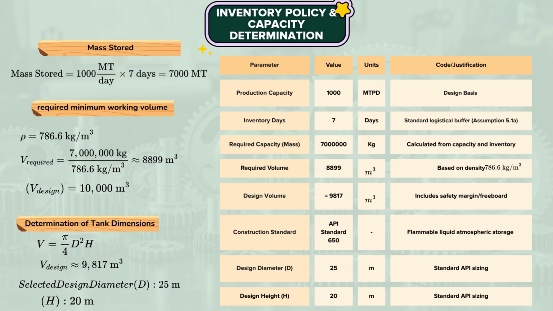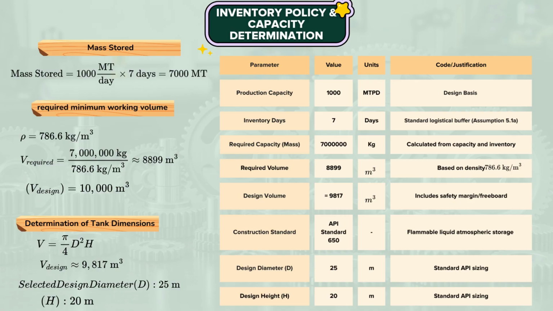For production capacity, the value is 1000 MTPD for the design basis. Inventory days is 7 days. Justification: standard logistical buffer. Required capacity for mass is 7 million kilogram, calculated from capacity and inventory. The required volume is 8,899 meter cube based on density, which is 786.6 kilogram per meter cube. The design volume is 9,870 meter cube, which includes a safety margin of freeboard.